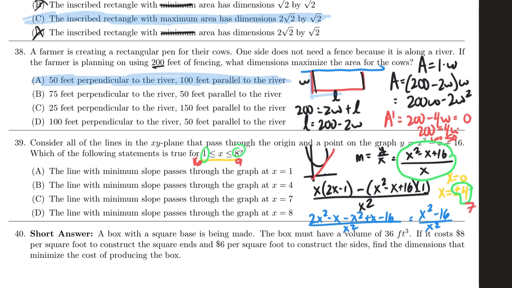All right, so what is the minimum slope? It's the smallest of those numbers, which is 7, and that happens at x equals 4. The slope is 7, but it happens at x equals 4. So that's why B is right and C is not.